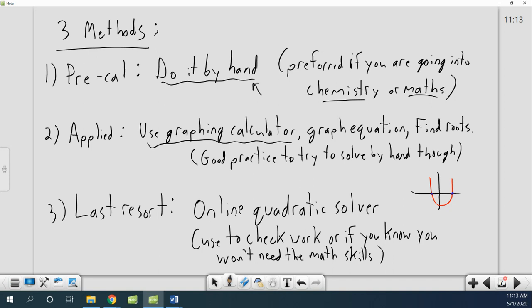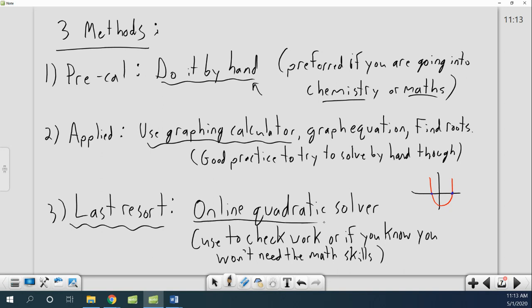And 3, my personal favorite, the last resort. I've tried doing it by hand and it didn't work. I don't know how to use a graphing calculator. I'm really stuck on this. There's no way I can figure it out. Or I did it by hand, I'm pretty sure my answer is right, and I'm going to use this to check it.